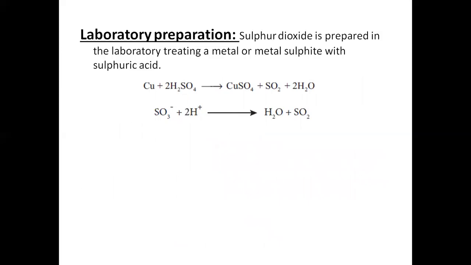Next is the laboratory preparation of SO2. SO2 is prepared in the laboratory by treating a metal or metal sulfide with sulfuric acid. Here we are taking the metal copper. We heat the copper with sulfuric acid, and it changes into copper sulfate, sulfur dioxide and water.